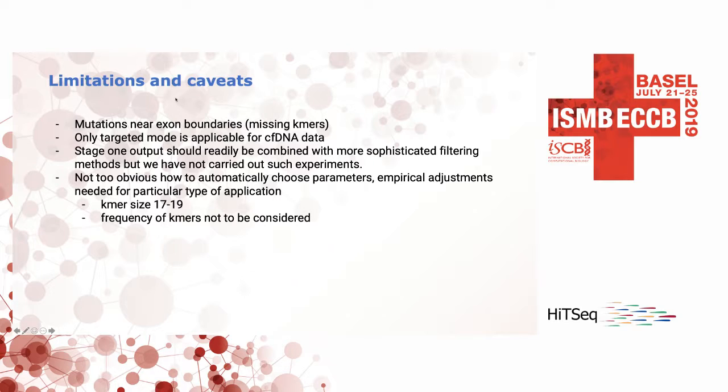Of course there are limitations and caveats. I listed a few of them. Because we are using a k-mer-based approach, if there are mutations near the exon boundaries, you need to consider those. We consider only targeted mode applicable right now for the cfDNA space because of the large search size. The stage 1 output can be combined with other tools. It's not obvious how to automatically tune the parameters, which is needed, so each program needs to be empirically fit to a particular dataset.